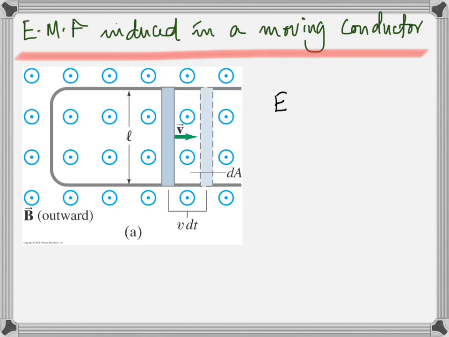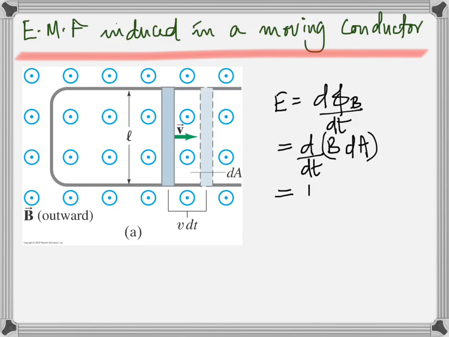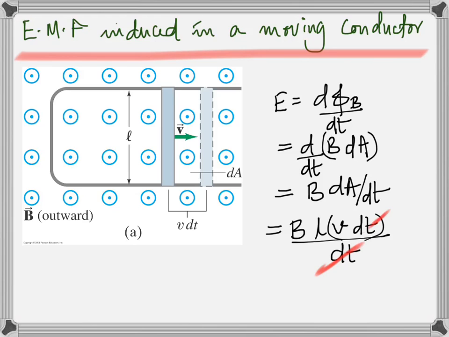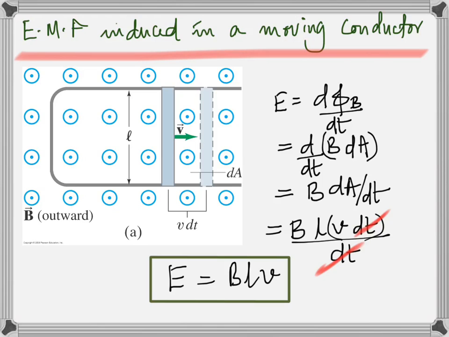If it's a moving conductor, then by using Faraday's law, E is negative d phi B by dt, but flux is B dA. So when you differentiate, B is constant, taken out, and dA is the change in area, which is length times velocity times dt. Then that gives you E is equal to the product of the magnetic field strength, the length of the conductor, and the velocity.